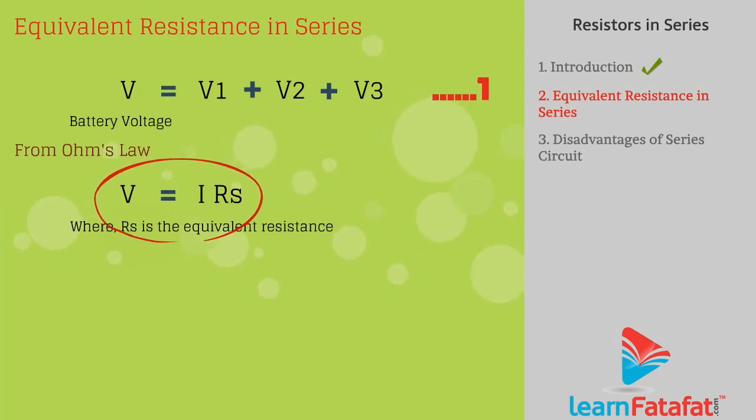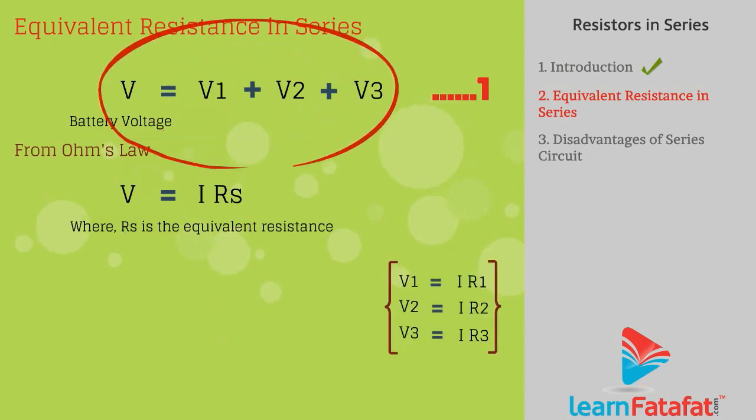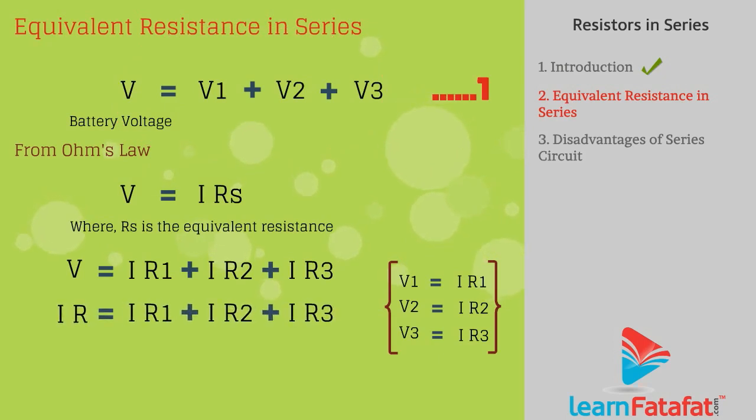This relation can be applied to individual voltages. Hence, we get V1 is equal to IR1, V2 is equal to IR2, V3 is equal to IR3. Replacing individual values in relation 1, we get V is equal to IR1 plus IR2 plus IR3.